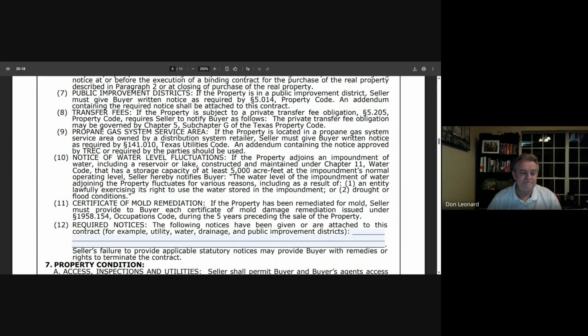And 12, required notices. This is for letting the buyer know that the property is in a water district or a utility district or one of those PIDs. This is the notification. This is the disclosure that they are affected by one of those situations, one of those scenarios.